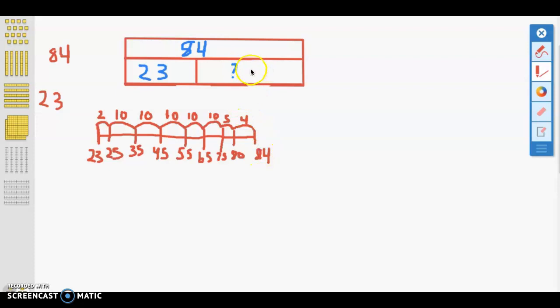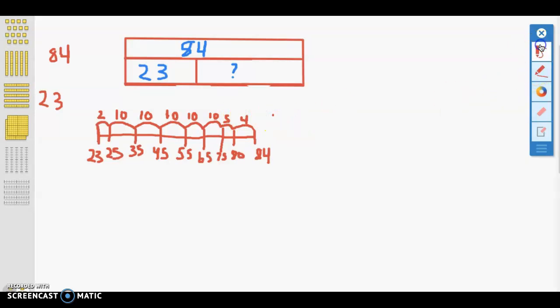Now, in order to get the second part that we're missing over here, all we've got to do is add these numbers up here on top. So what we're going to do is add them now. We've got 2 plus 10 is 12. And now it's going to be easy to count by 10s after that. 12 plus 10 is 22. Plus 10 more is 32. Plus 10 is 42. Plus 10 is 52. 52 plus 5 is 57. 57 plus 4 is 61.